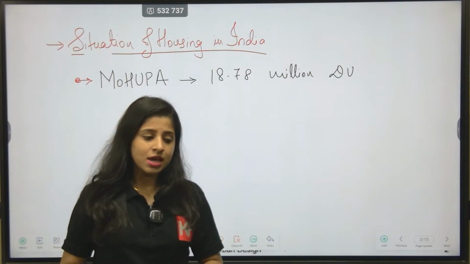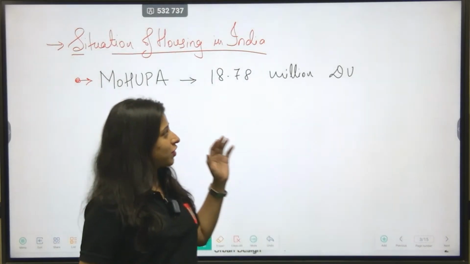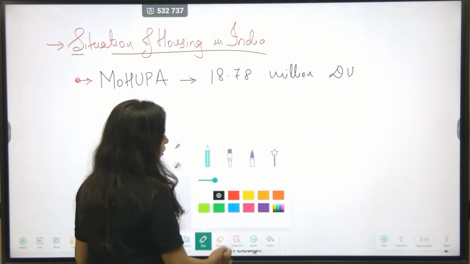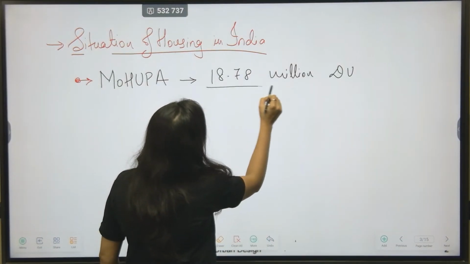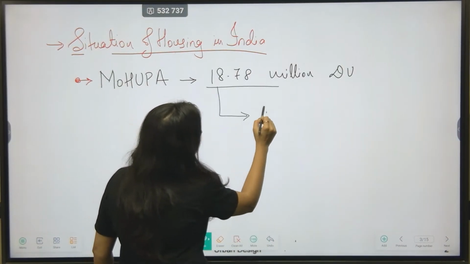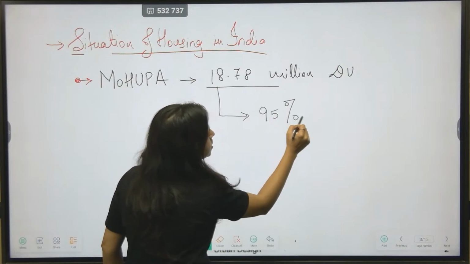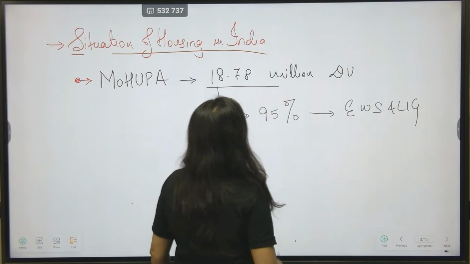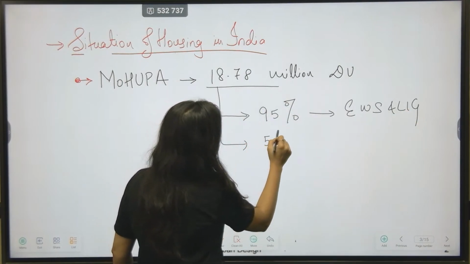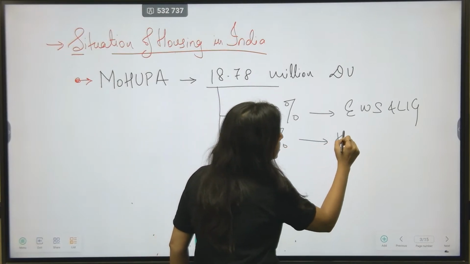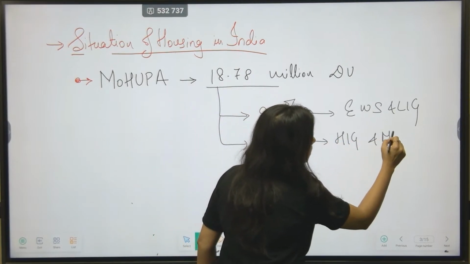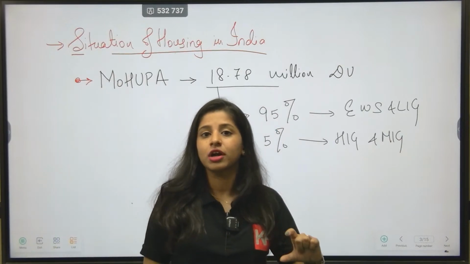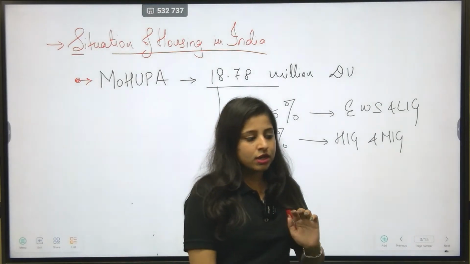It's not in thousands or lakhs. It is in millions, okay? So 18.78 million dwelling units. And in that 18.78 million, you'll be very surprised to know that 95% of the shortage occurs for your EWS and LIG section, and the remaining 5% occurs in your HIG and MIG section. So the maximum shortage is generally for the lower economic strata of the country.